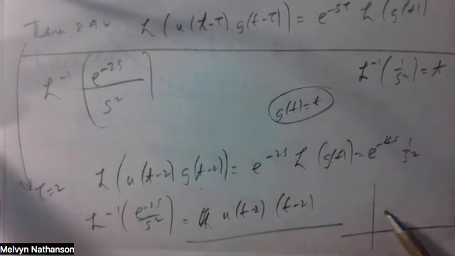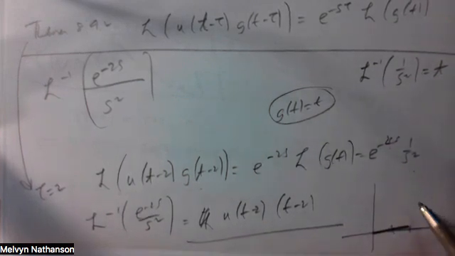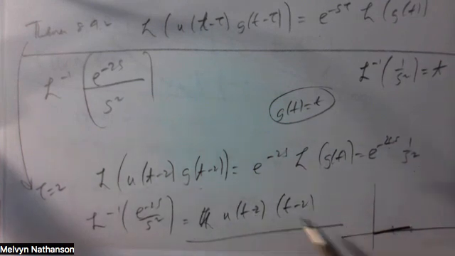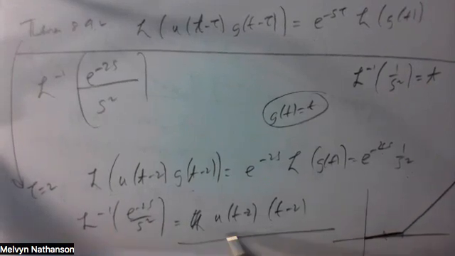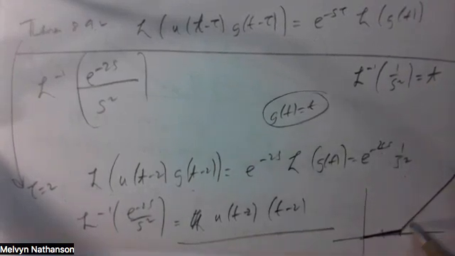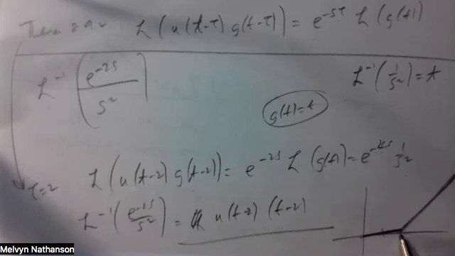What does the graph of this thing look like? If t is less than 2, this is 0. And when t is greater than or equal to 2, this is 1, and this is just the line t minus 2. So this function has a graph which actually has no discontinuity. It's a continuous function, but it doesn't have a derivative at this point. That's the inverse Laplace transform.